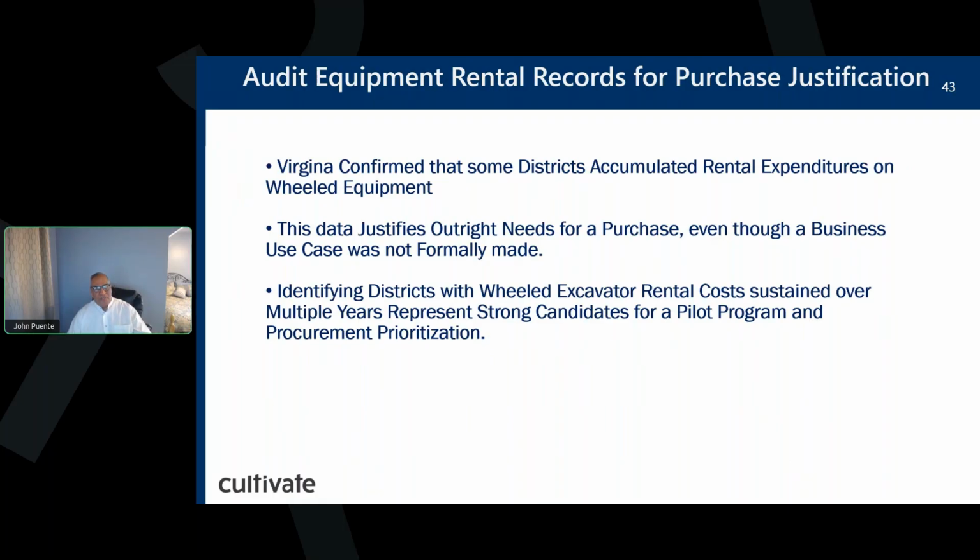Okay, equipment rental records. Virginia confirmed in our discussions that some districts have accumulated rental expenditures on wheeled equipment, and that they can use that as justification to be able to purchase equipment of this type. This data alone won't justify the purchase, but it does give you a heads up in identifying that there is a need for that equipment in those areas.